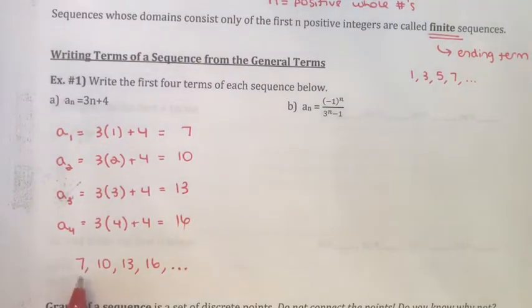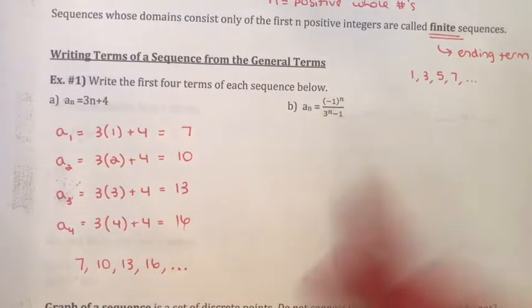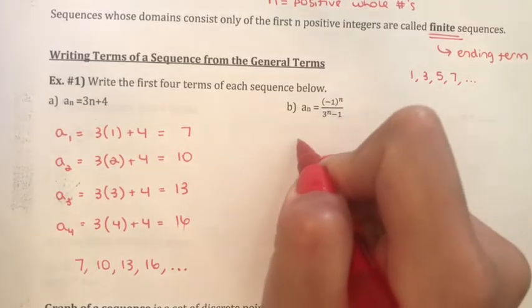Okay, and you notice there's a pattern here. We're going up by 3 each time. In the next lesson on Monday next week, we'll be talking about how to come up with an equation for this sequence. All right, so let's go ahead and do the next one.